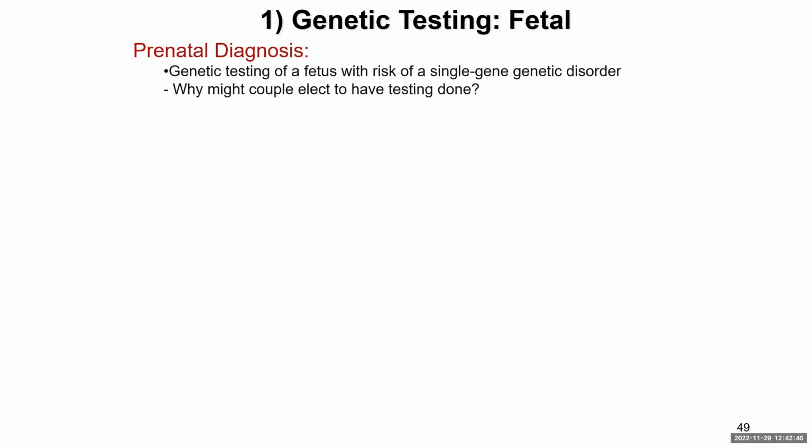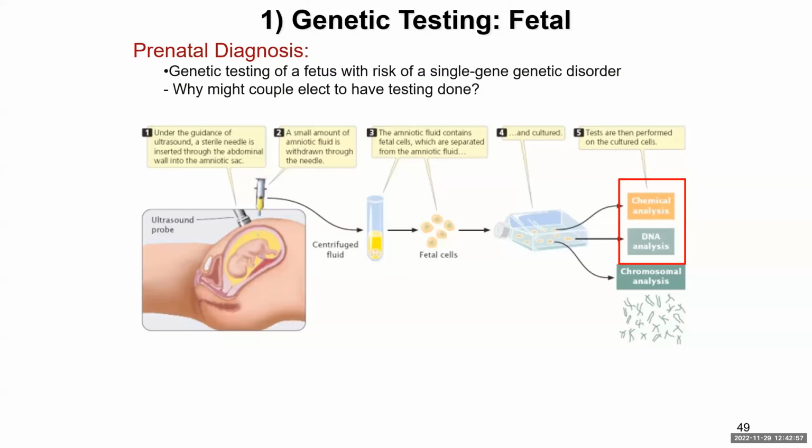Well, we might want to avoid passing that disorder on to our offspring, or we might want to avoid bringing a child into the world who might die shortly after birth. To do this, we can take some of the amniotic fluid, to look at whether or not those specific mutations are present using PCR and DNA analysis. We can also get some of this information now from maternal blood without having to interfere with the fetus at all.